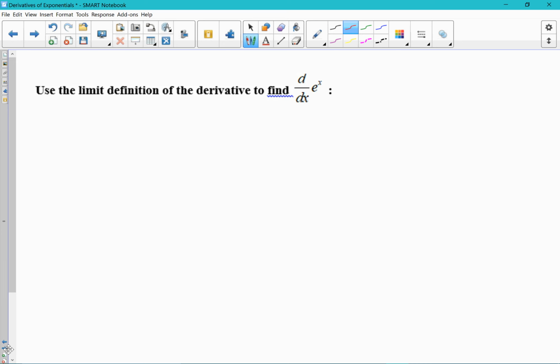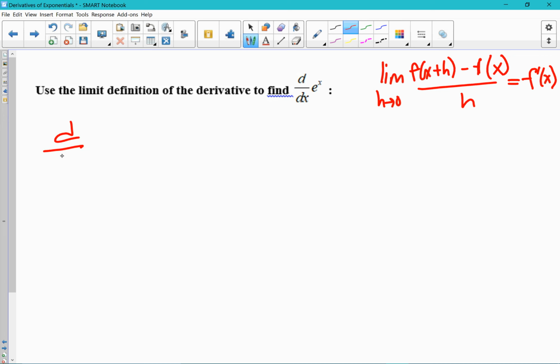We're going to use the limit definition to find the derivative of e to the x. So remember, the limit definition is the limit as h approaches 0 of f of x plus h minus f of x all over h. That is equivalent to the derivative of f at any point x. So we want to find the derivative of e to the x using the limit definition. So it's going to be the limit as h goes to 0.